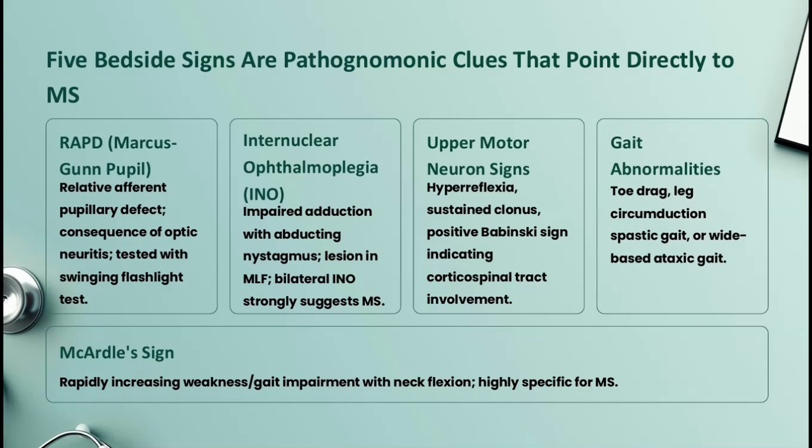Upper motor neuron signs are common: hyperreflexia, sustained clonus, increased tone, and extensor plantar responses. Gait can also provide major clues. Patients may demonstrate spastic circumduction, toe drag, or wide-based ataxic gait, depending on corticospinal versus cerebellar involvement. And one particularly high-yield but less commonly discussed sign is McArdle's sign, rapid worsening of weakness or gait impairment with neck flexion. So when assessing suspected MS, careful neurological examination remains incredibly powerful.